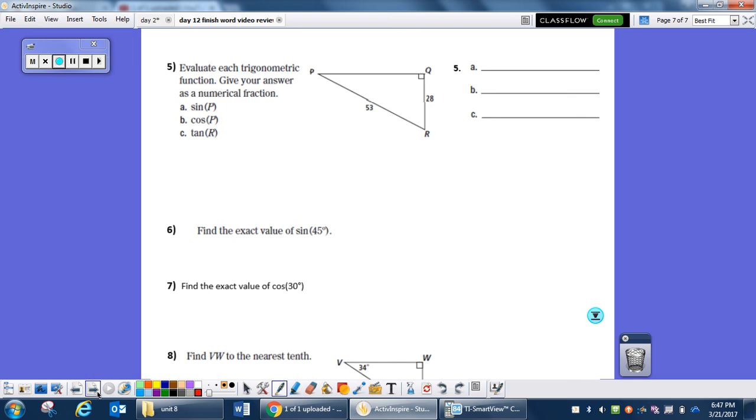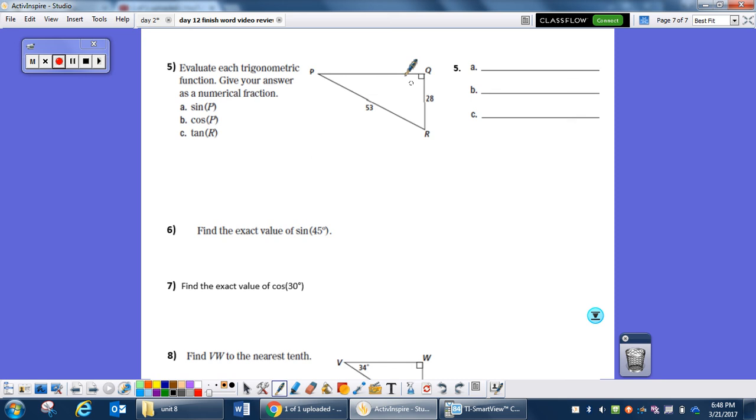Alright, number 5 you should definitely be able to do since I went over number 1 with you. However, if you notice, you are missing a side. If you're missing a side and you're going to need it, hint hint, you probably need it in part B and C, because if you do cosine of P, you don't have that adjacent side. So if you need to find that, you should definitely use Pythagorean theorem.